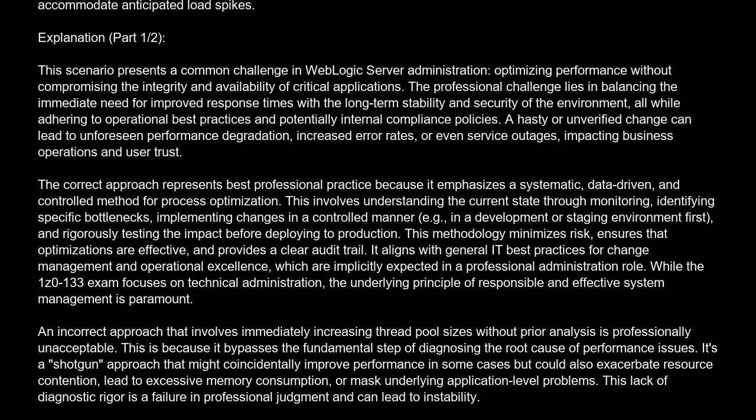A hasty or unverified change can lead to unforeseen performance degradation, increased error rates, or even service outages, impacting business operations and user trust. The correct approach represents best professional practice because it emphasizes a systematic, data-driven, and controlled method for process optimization. This involves understanding the current state through monitoring, identifying specific bottlenecks, implementing changes in a controlled manner, e.g., in a development or staging environment first, and rigorously testing the impact before deploying to production. This methodology minimizes risk, ensures that optimizations are effective, and provides a clear audit trail.